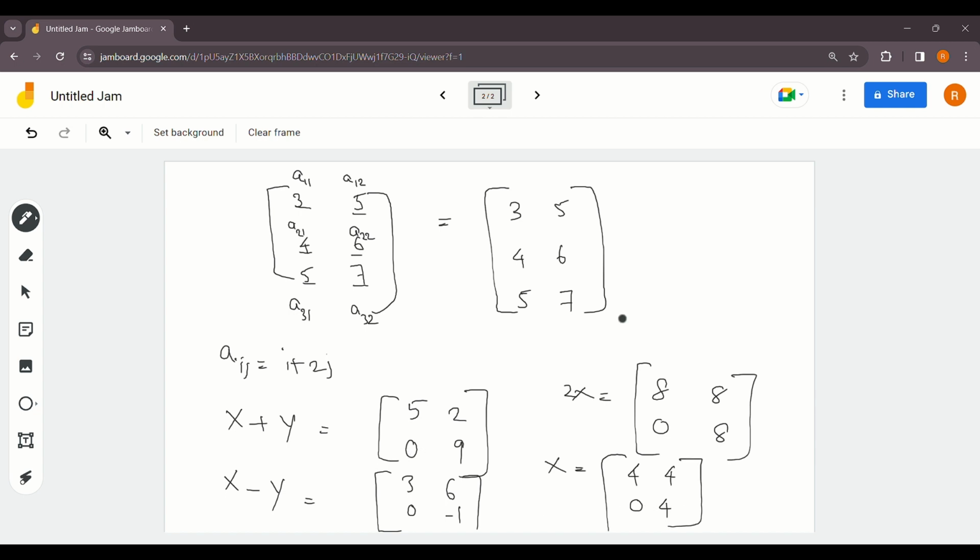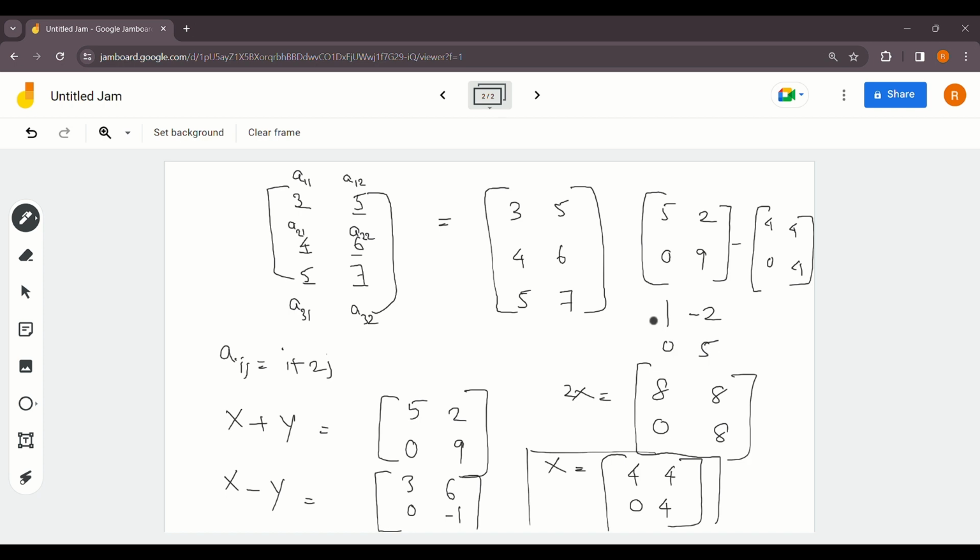So y should be 5 minus this value 4, so we'll be getting the value of y. This is x. So y should be 1, so this is equal to y. So this is nothing but the final answer. So like this, algebra-based questions can be asked.